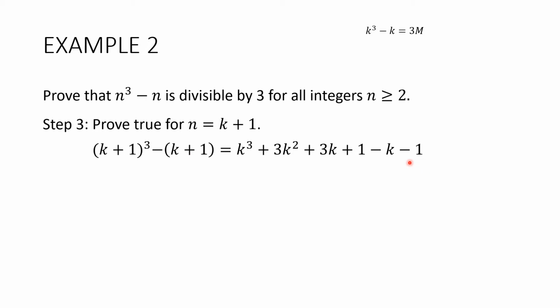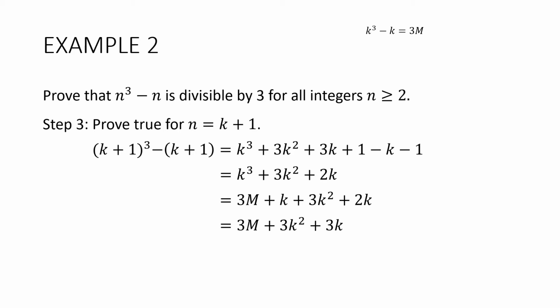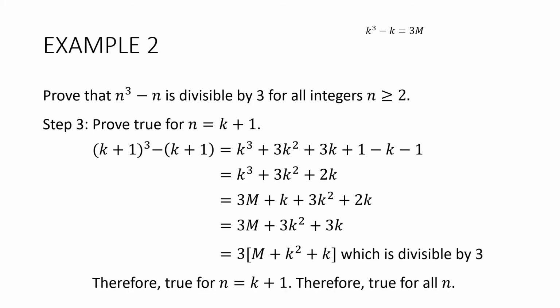All right, tidying that up, I'm going to get k cubed plus 3k squared plus 2k. Instead of k cubed, I'm going to write 3m plus k. And when I sort that all out, I get 3m plus 3k squared plus 3k, which is divisible by 3. Therefore, it's true for n equals k plus 1. Therefore, it's true for all n.